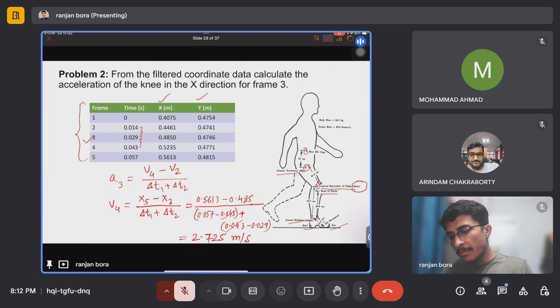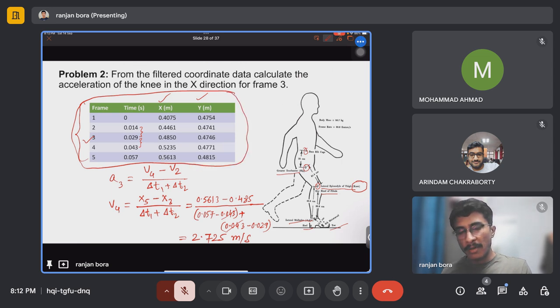So this is a problem involving linear coordinates. There can also be problems on angular coordinates. Like here, the coordinates will be given in the angular coordinate system, theta 1 and theta 2, and using those data, we need to find out the angular velocity and angular acceleration.